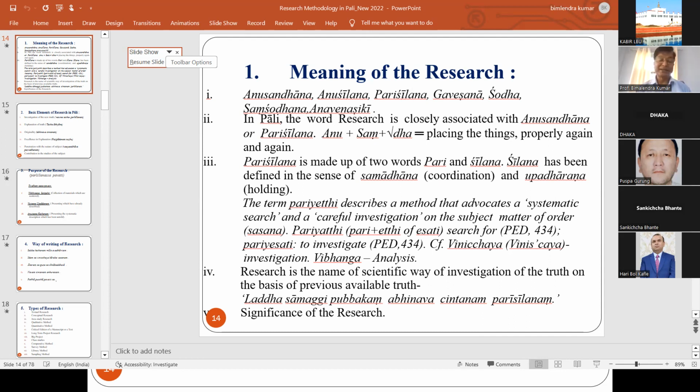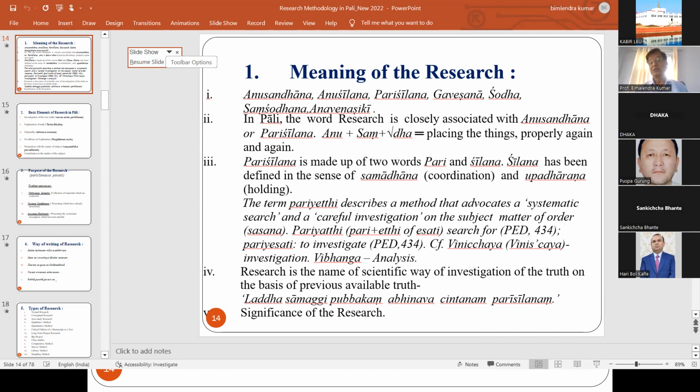This is the literal meaning of Anusandhan. But coming to technical terms related with Anusandhan, it is said that research is nothing but searching again and again and arranging in a proper manner. This is called Anusandhan. Again, there are the terms Anusilan and Parisilan. Here, there are two terms also, Anu and Silana, Pari and Silana. Let us discuss how this term Silana has been defined in our Pali text also.